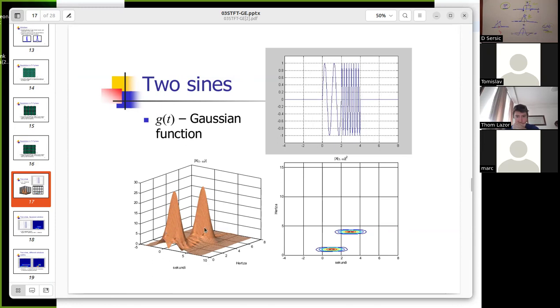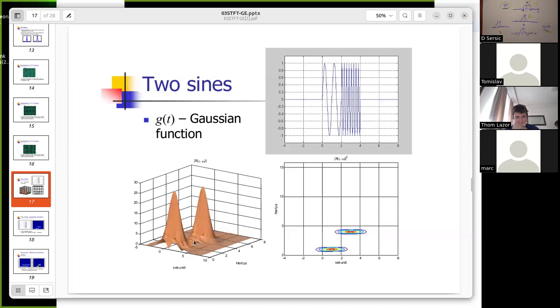Actually, we can see that these mountains are sitting on different frequencies. This axis is the frequency axis. We can read that the top of the first mountain is about 1 hertz, and about 4 hertz for the other mountain. Also, we can see that the first starts approximately at 0 seconds and ends at approximately 2 seconds, as well as the second mountain starts at approximately 2 seconds and ends at the 4th second.